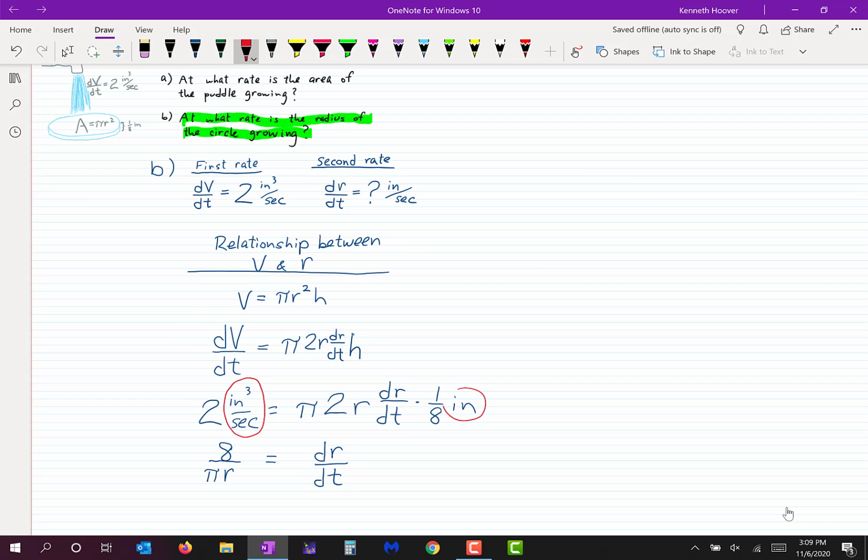Here's inch. So what will you end up with? Just based upon that, you will end up with square inches per second, right? Just like before. So let's write that down.